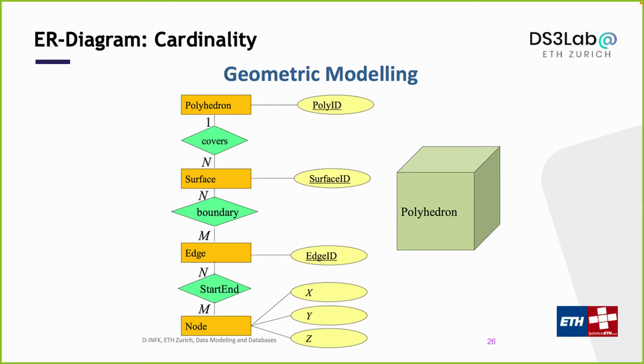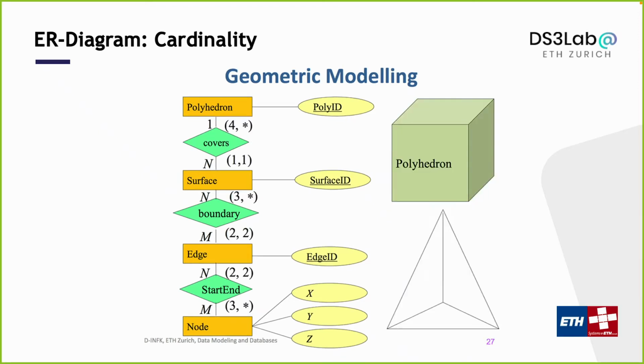An alternative way of modeling this using different notation is by using the min-max notation, okay? This is where you are able to encode more information, and we are able to see it now. So let's look at the polyhedron and surface relationship. How many times can a single polyhedron object appear in, or participate in, this relationship?